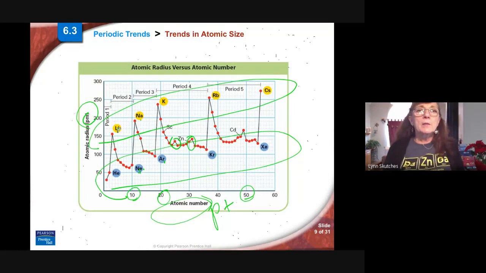But again, lithium's at the top of the family, it's the smallest. Cesium's at the bottom, it's the biggest. Helium's at the top, smallest. Xenon's at the bottom, biggest.